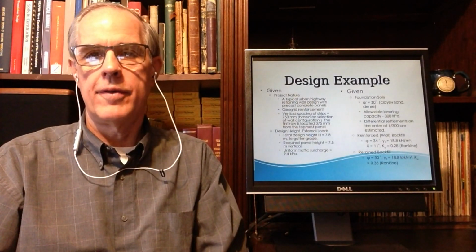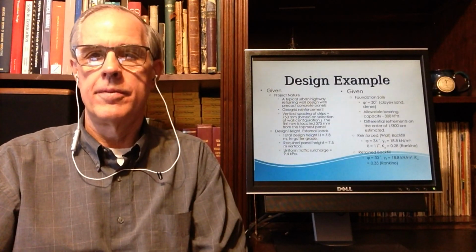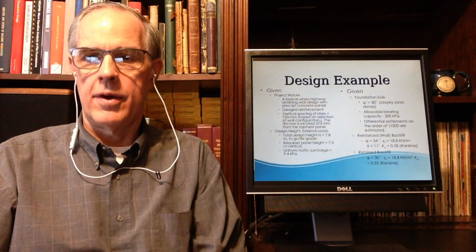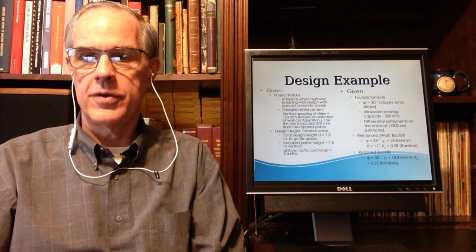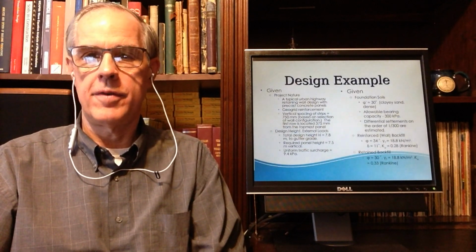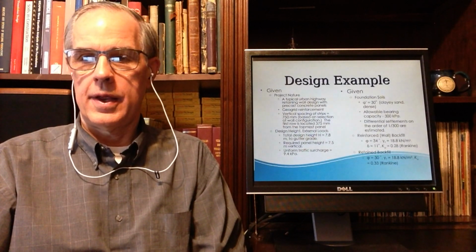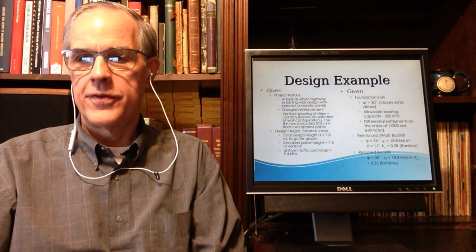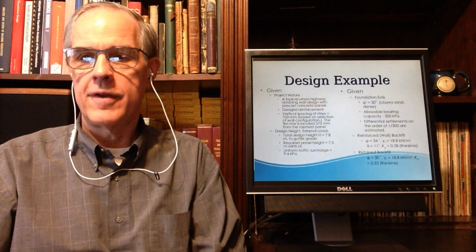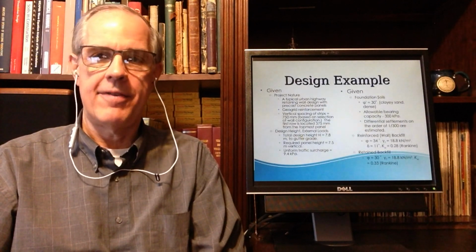Some design criteria for MSE walls, which we probably won't spend too much time on unless you get into a design project. Okay, we have a design example here. It's an urban highway, and we're going to use geogrid reinforcement. Vertical spacing of the strips is 750 millimeters, based on the selection of the wall configuration, which we won't go into. The first row is located 375 millimeters from the topmost panel, half of that.